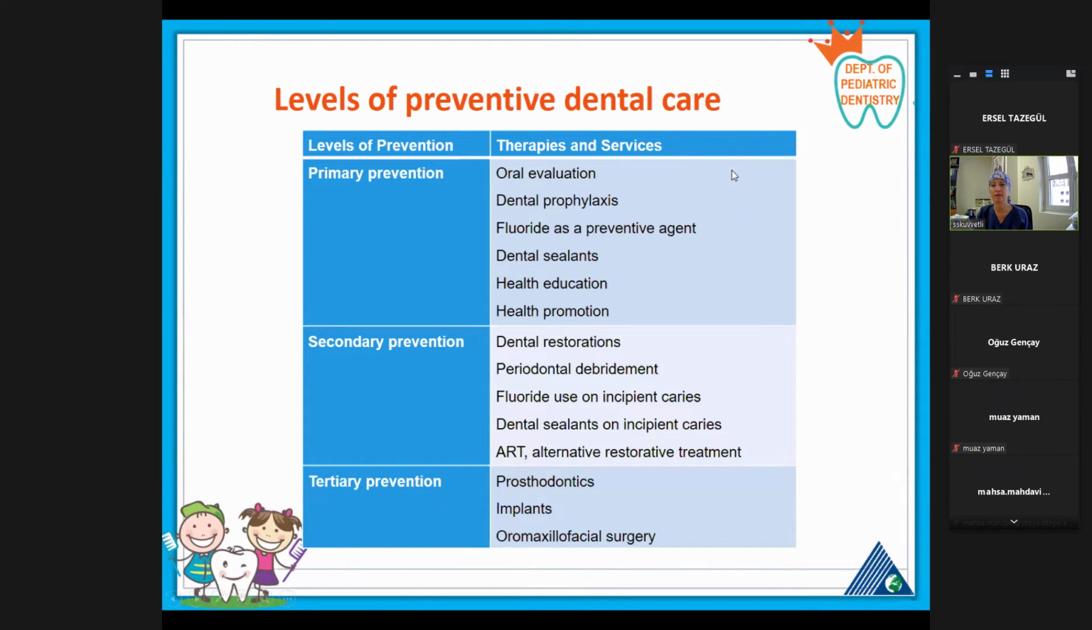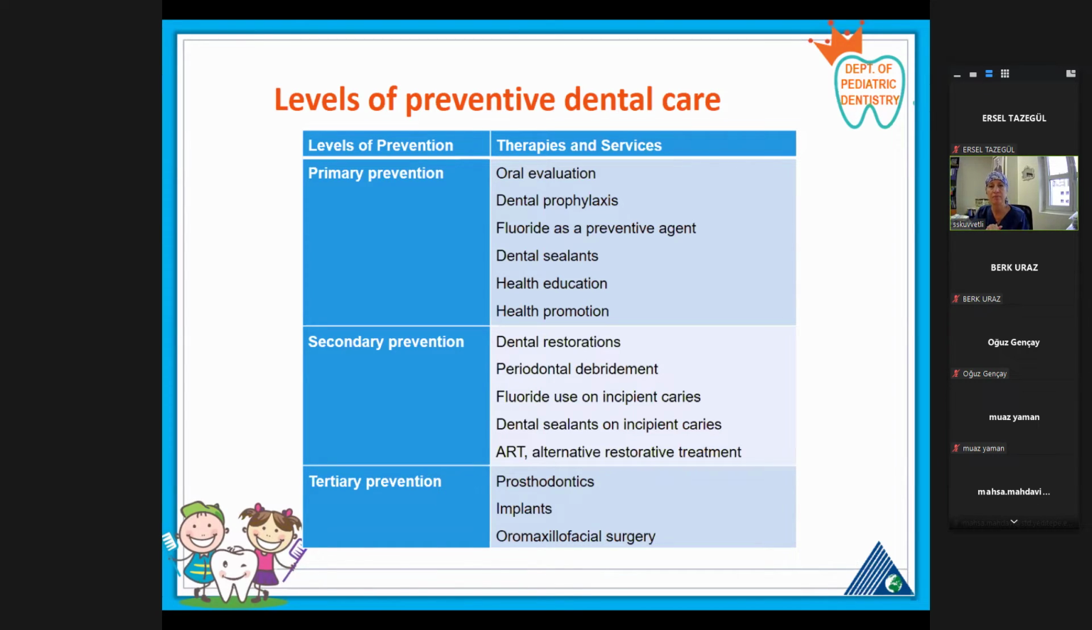So let's have a look at the kinds of therapies and services related to these levels of prevention. We see oral evaluation, dental prophylaxis, fluoride application, dental sealants, health education, and health promotion in primary prevention. And in secondary prevention, we see the dental restorations, but of course, they should be minimally invasive, and they should not cause the loss of dental structures. So we should be preventive again while doing the restoration.